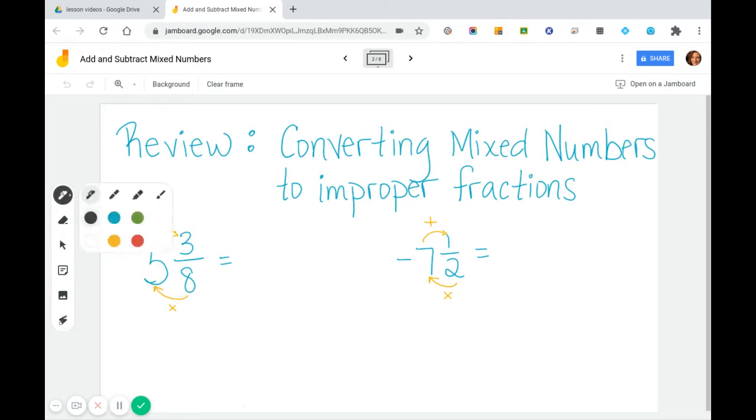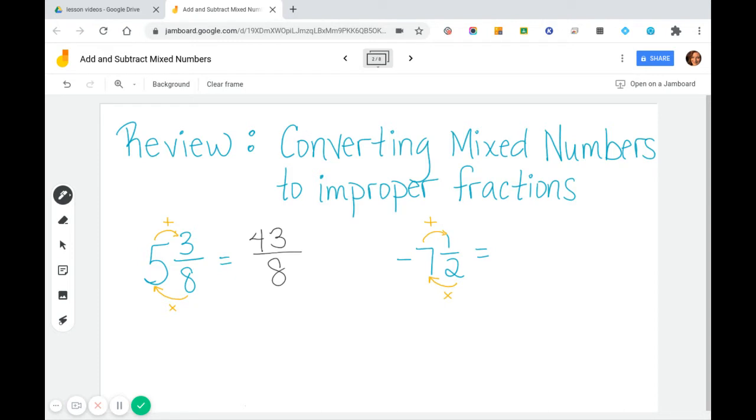So I'm going to do 8 times 5 is 40. 40 plus 3 is 43. I'm going to keep the bottom on the bottom, so 8 stays on the bottom. If you want to make sure you're right, 8 goes into 43 5 whole times with 3 left over. That's where the 5 3/8 comes from.